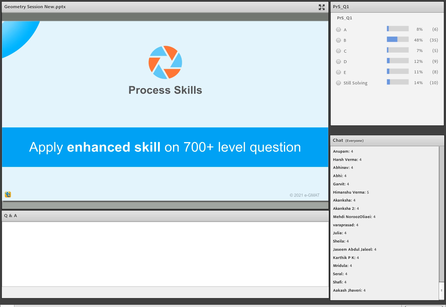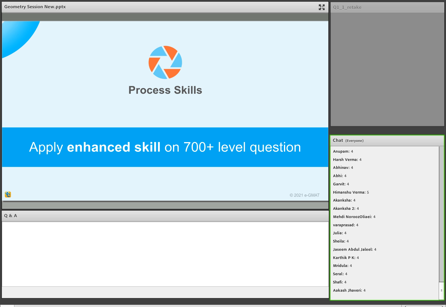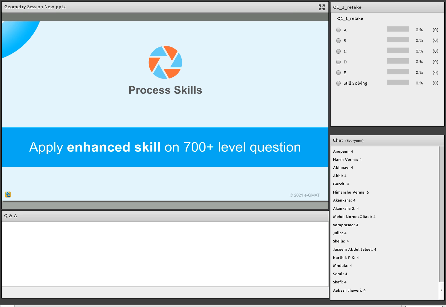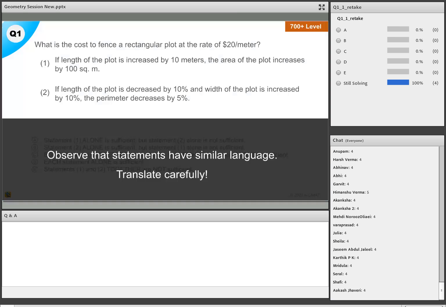And this question essentially is the same question that you had initially solved, the first DS question, right? So let me get you the poll for that. Just allow me one moment. All right, so I've given you the poll. Kindly mark as still solving and let me get you the question right away. So we'll be solving the first DS question, the 700 plus level question. And keep in mind that this is a DS question.